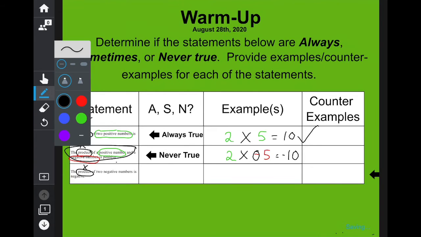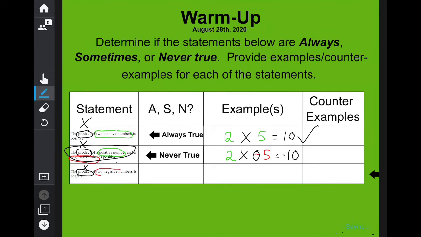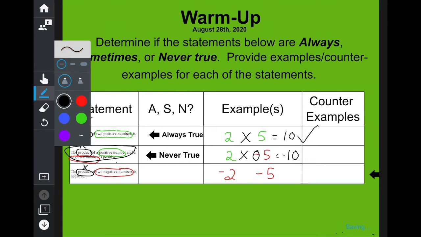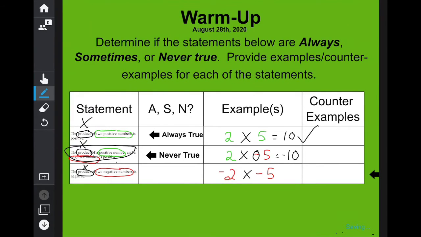The last statement says the product, I'm going to put multiply and circle, of 2 negative numbers is negative. So I'm going to circle negative numbers in red. So I'm going to choose 2 negatives, negative 2 and negative 5. And again, I know I'm going to multiply because of the word product. So negative 2 and negative 5, multiplying.